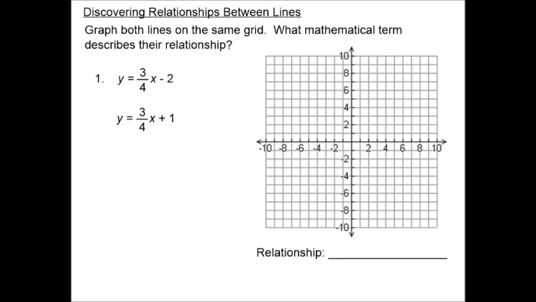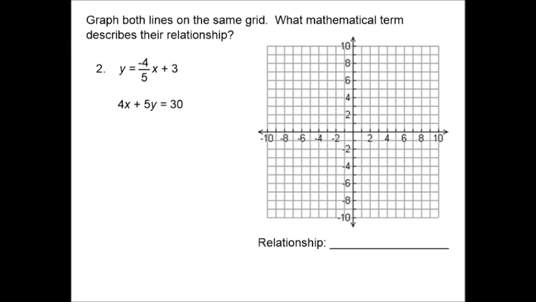Discovering relationships between the lines: I want you to graph both of those equations on the same grid, and there should be a mathematical term in your head someplace that you can go, oh, those two lines are blank. Write whatever that blank is down at the bottom here. Same deal here, but notice that the second equation is not in the y equals mx plus b form, so you're going to have to get it there first.